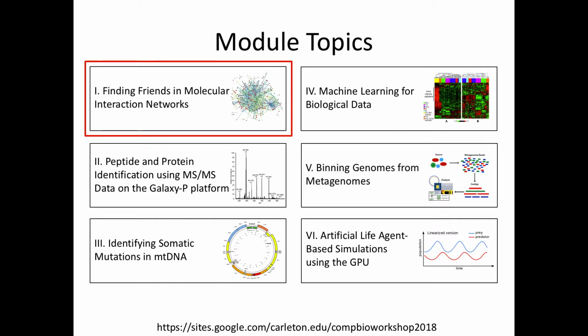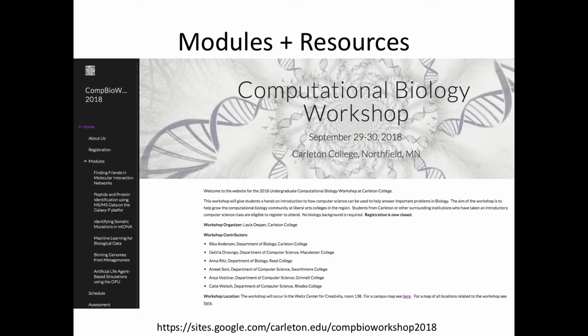use this first one, Finding Friends in Molecular Interaction Networks, as a way of showing you the types of information that are available as part of these modules. So first off, all of these and all other information about the workshop were available on our workshop website. So on this website over on the left, you can see there are links to all the different modules, as well as a bunch of other logistical information, and this was sent out to all participants in advance.